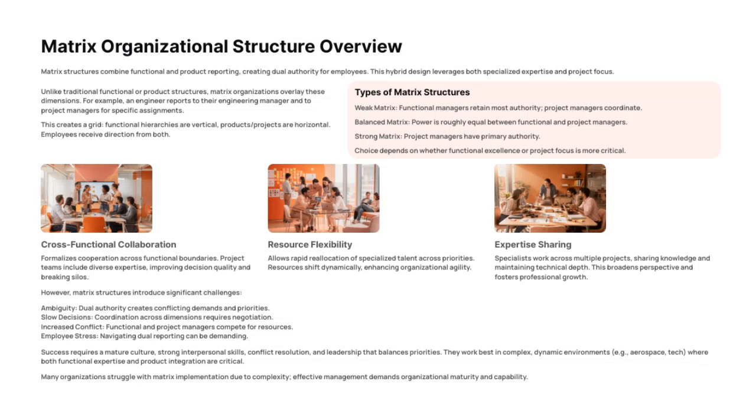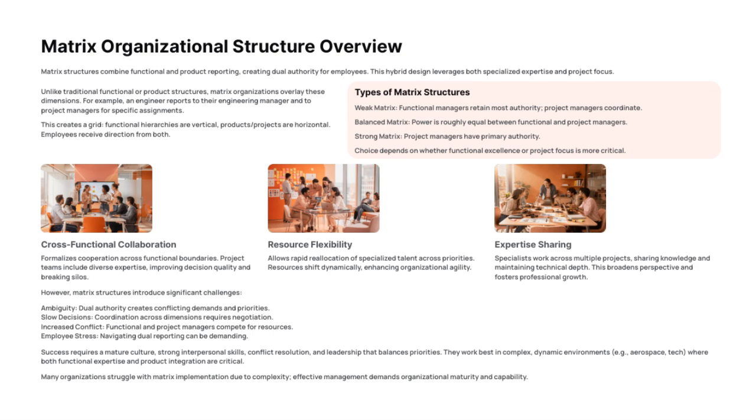Many organizations face challenges when implementing matrix structures because of their inherent complexity. Effective management in such environments requires a certain level of organizational maturity and capability. Success depends on cultivating a mature culture, developing strong interpersonal skills, and mastering conflict resolution. It also requires leadership that can balance competing priorities effectively. Matrix organizations tend to work best in complex, dynamic environments like aerospace or technology sectors, where both functional expertise and product integration are critical.